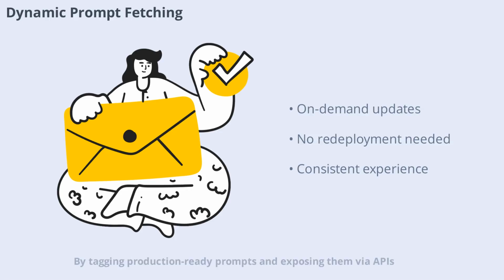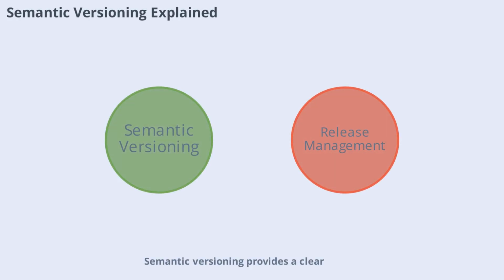By tagging production-ready prompts and exposing them via APIs, teams can update prompts without redeploying code or restarting servers. This flexibility supports rapid iteration and consistent user experiences. Semantic versioning provides a clear, standardized way to track prompt and model changes. By incrementing major, minor, and patch versions, teams can communicate the impact of updates and ensure compatibility. Tagging production versions helps distinguish stable releases from experimental ones.